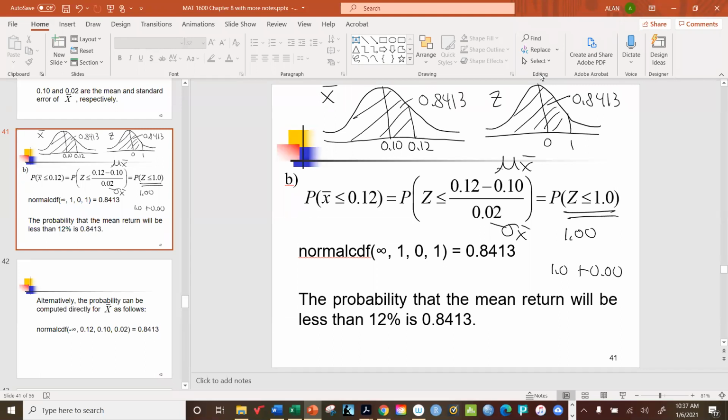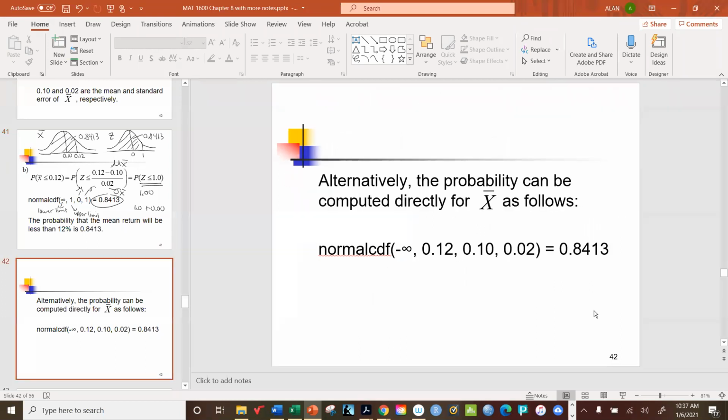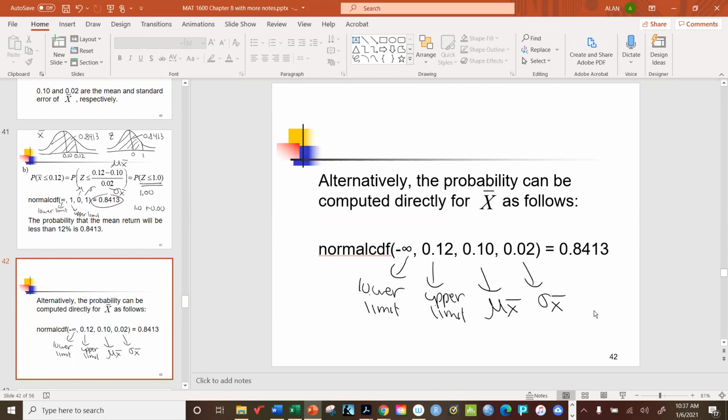Now, once you have that Z-score, you can plug it into normal CDF. This is the lower limit. The upper limit, the mean, standard deviation. Or you can take the original information and plug it right in, okay? So this is the lower limit. This is the upper limit. This is the mean of X bar. And there you go.